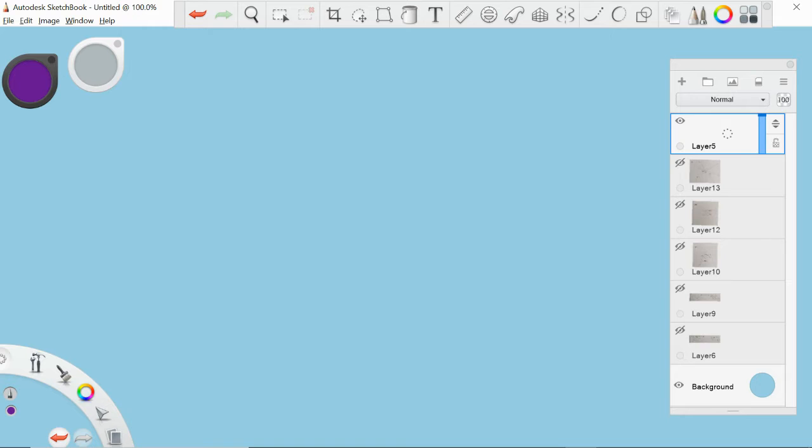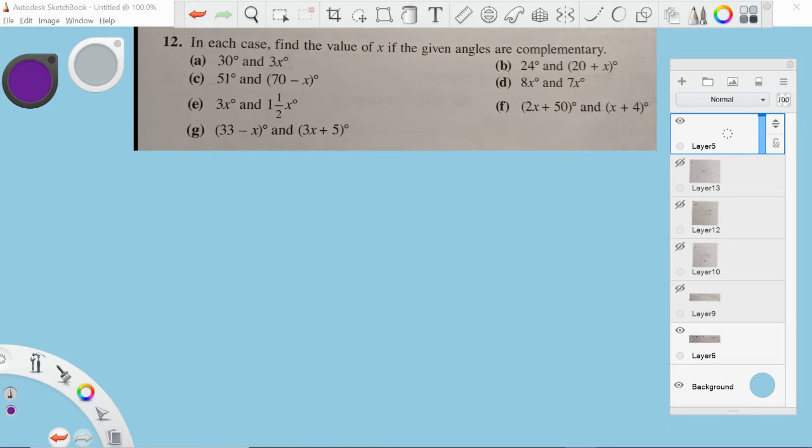This is in your textbook 7A on page 48, and I'm going to start with question number 12. Question number 12 says, in each case, find the value of x if the given angles are complementary. You have to know what complementary means. If two angles are complementary, that means their sum is 90 degrees. So if you add these two things together, you get 90 degrees. How are we going to approach this?